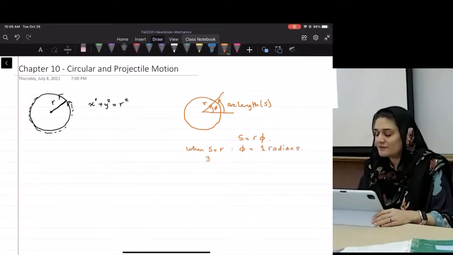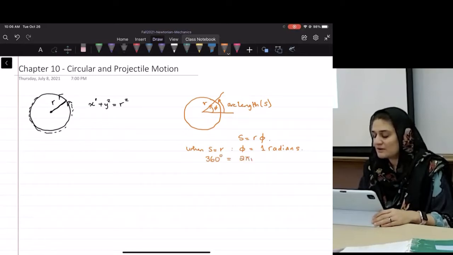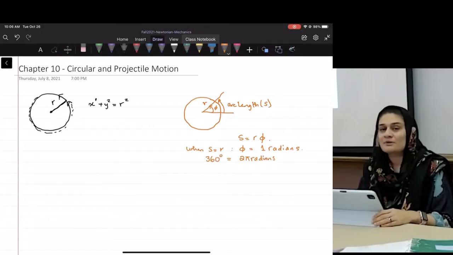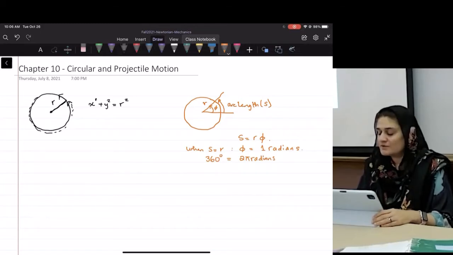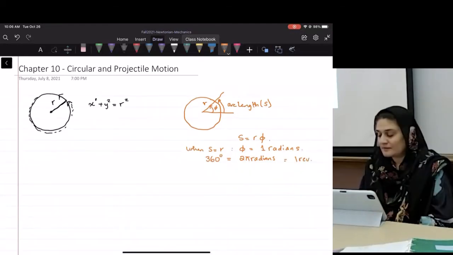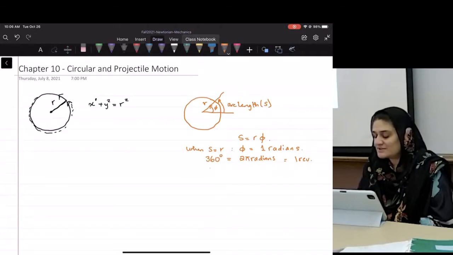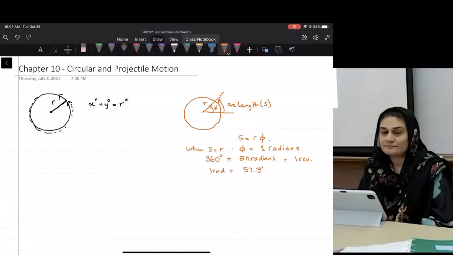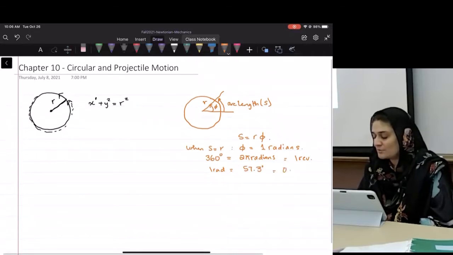And the angle 360 degrees equals how many radians? 2 pi radians, where pi is 3.14. So we can also say that this is equal to 1 revolution. And 1 radian is how many degrees? 57.3 degrees, or 0.159 revolutions.